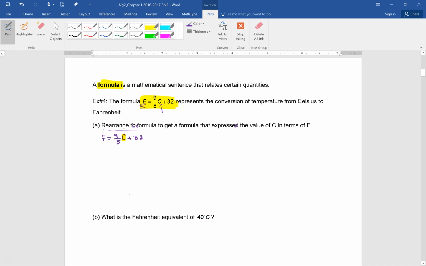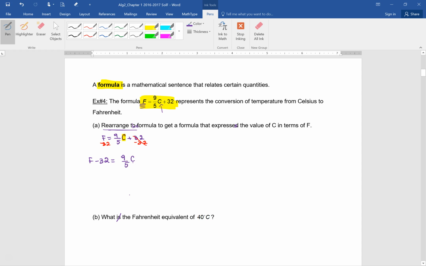So the rule of thumb is start getting rid of things that are farthest away from what you want to isolate. So if this is C, the stuff that's farthest away is the 32. So I want to get rid of that first. I'm adding 32 here, so I need to undo it by subtracting 32 from both sides. That makes this go away. And let's see what I have on the left side. I just read this as F minus 32 equals 9 over 5 C.